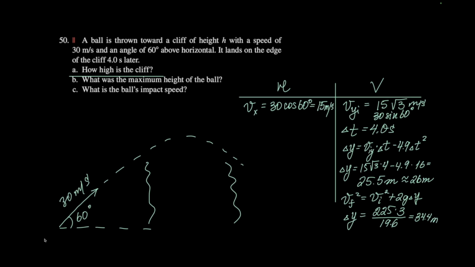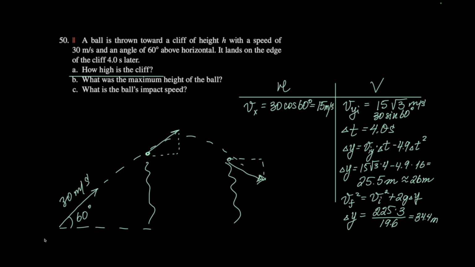And then what is the ball's impact speed? Well, impact speed means that what velocity does it hit? If it's here, then it looks like that. And vertical, if it's here, then it looks like that. So either way, I need to figure out my Vy at that particular moment.